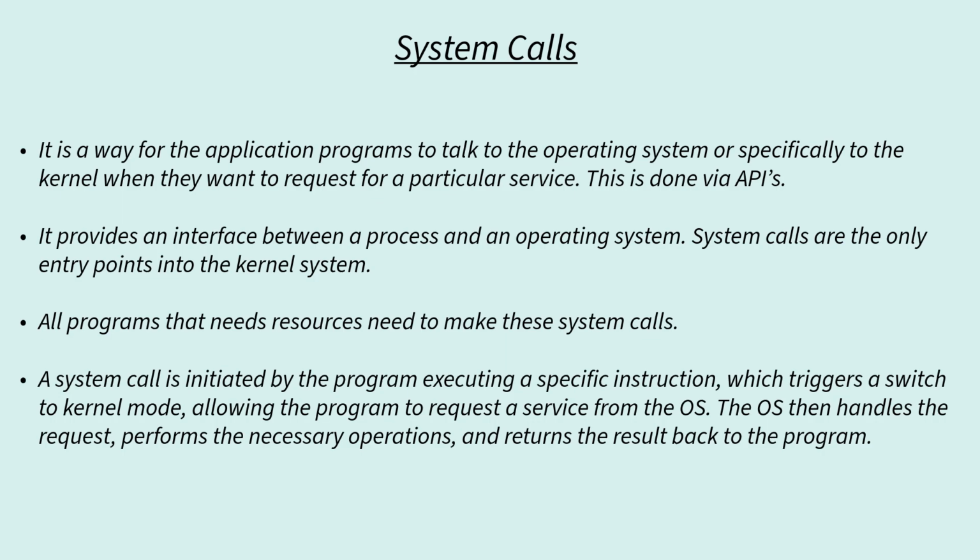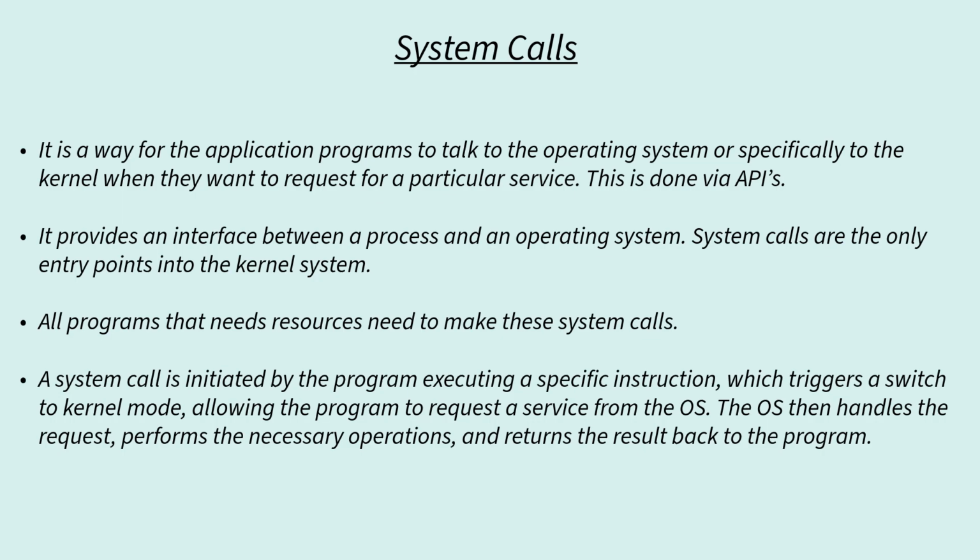So yesterday we spoke about the user space and the kernel space. The application programs are running in the user space, and all the other important processes are running in the kernel space. So in order for the application programs to speak to the kernel, they have to be context switched into the kernel space. This is only possible via system calls. All the programs that need resources need to make system calls.